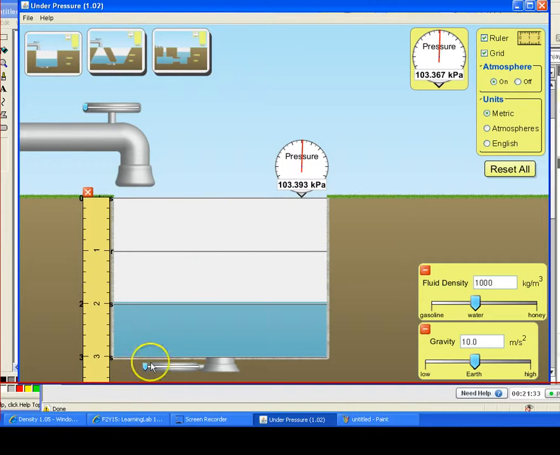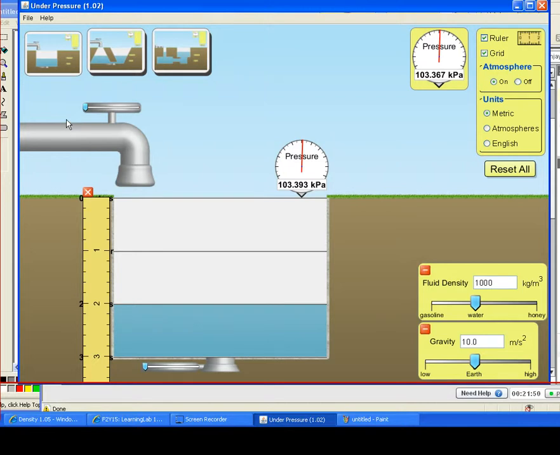There, I've let it go. Okay, so it's just a little bit extra, so I'm just going to let a little water out. Okay, there we go. Yeah, so now water is up to the 2 meter mark. It's actually just a little bit below. So I'm just going to add a little bit more. There. So now that's water.